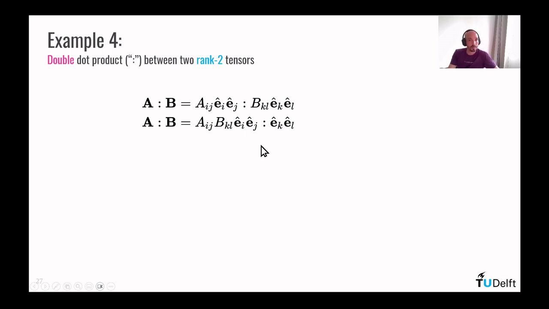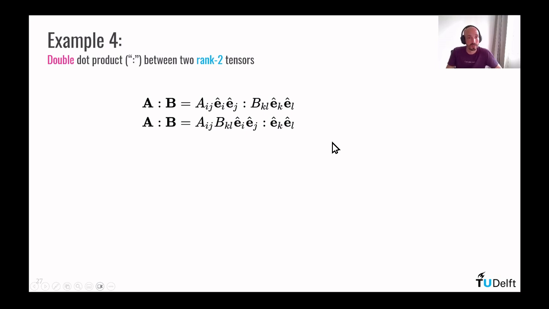To perform a double dot product, I must have at least two directions to the left and two directions to the right. Okay? I can have more directions here, and I can have more directions to the right. It doesn't matter. As long as we have two directions to the right and two directions to the left, we can perform the double dot product. Okay? So this is the first term to the left, second term to the left, first term to the right, second term to the right.